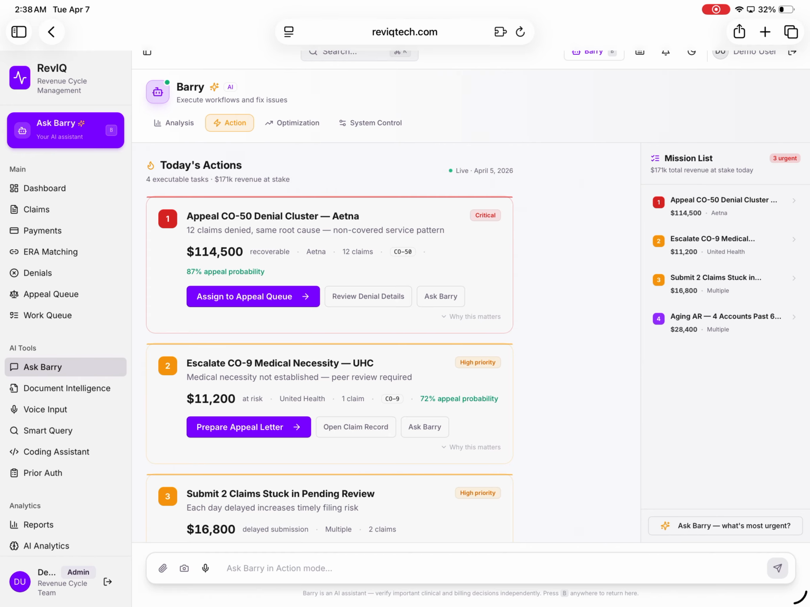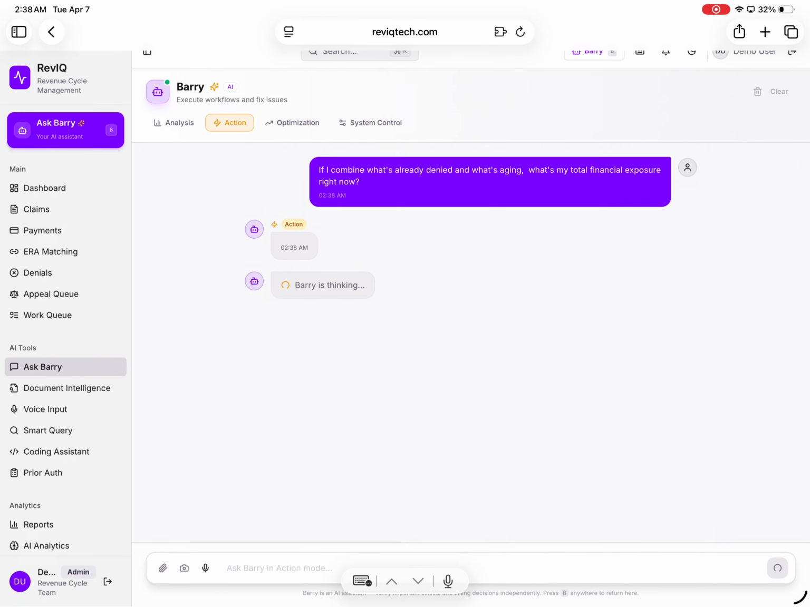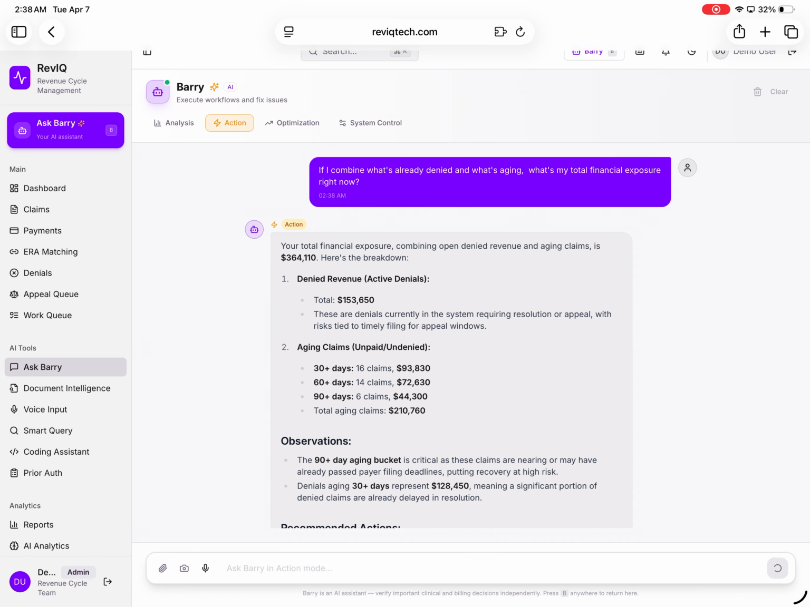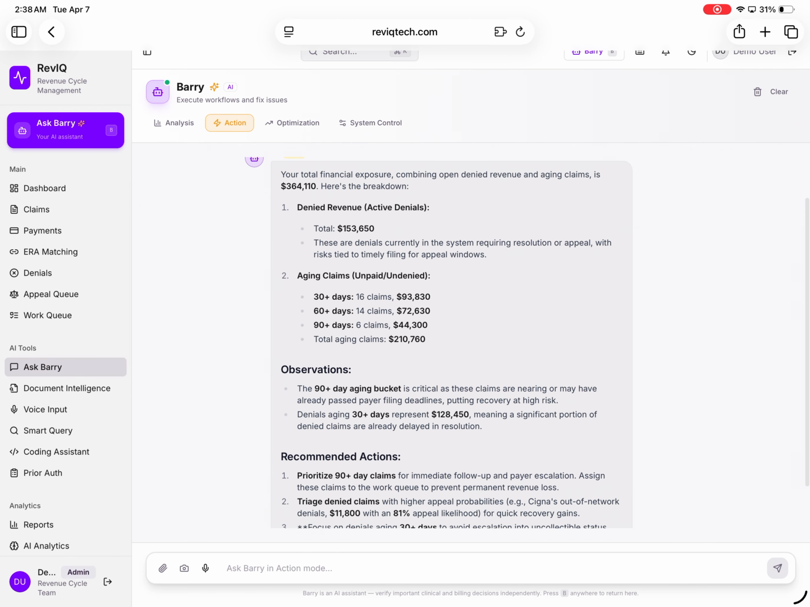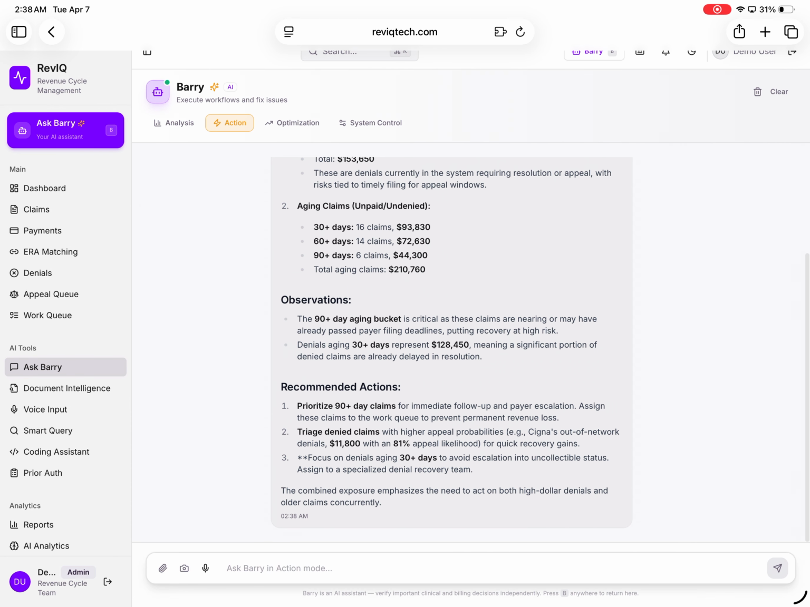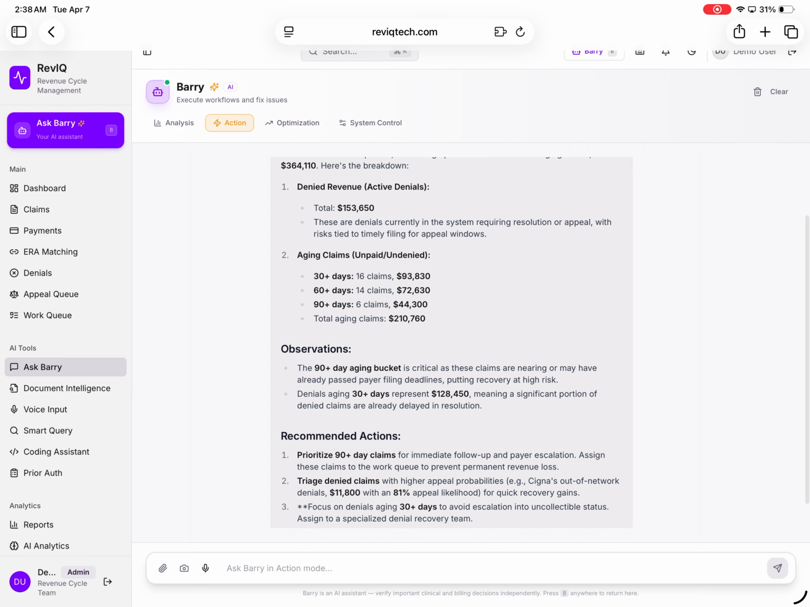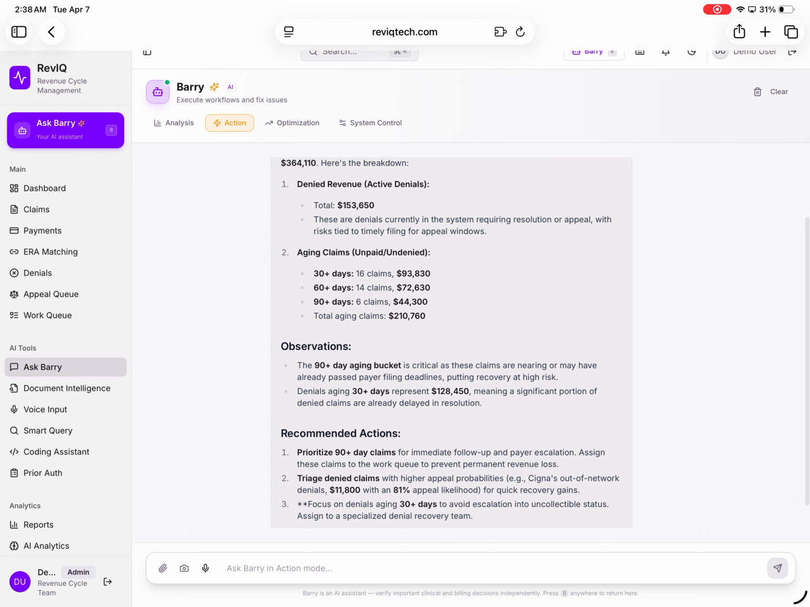I want to shift to what really matters here. Your bottom line. If I combine what's already denied and what's aging, what's my total financial exposure right now? Here we see $364,410. This is the number most systems never show you. This isn't theoretical. This is your revenue sitting in limbo. Right now, most systems break this apart. Barry gives you the full picture. So instead of guessing, you actually know what's at risk.